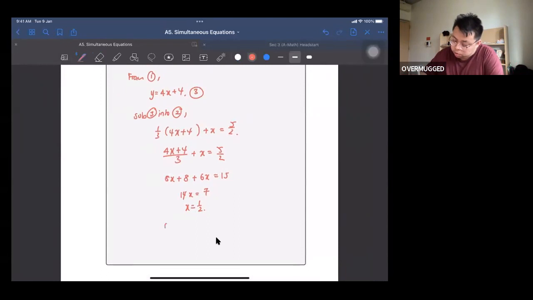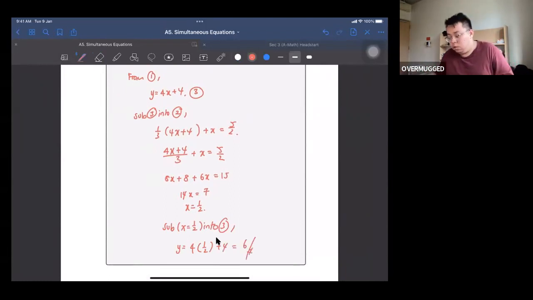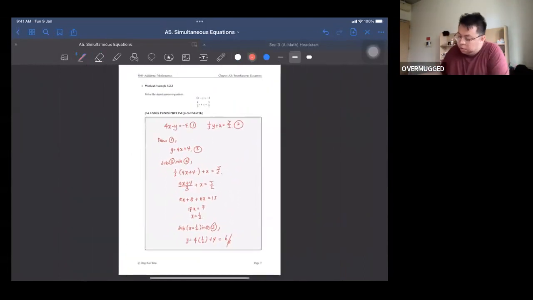Now I can substitute. So you sub x equals half into equation 3. Now you're going to get y equals 4 times half plus 4. Answer is 6. So the pair of answers that you will get is x equals half and y equals 6. Great. So this is the substitution method that I wanted to go through.